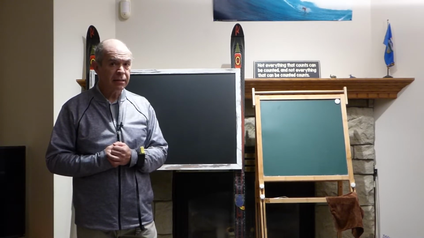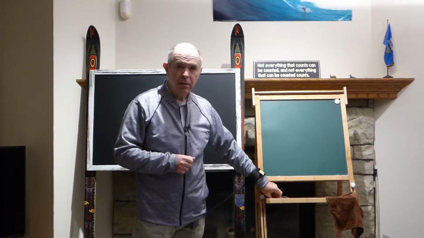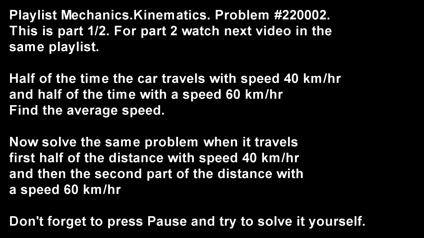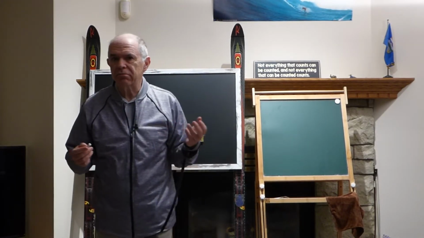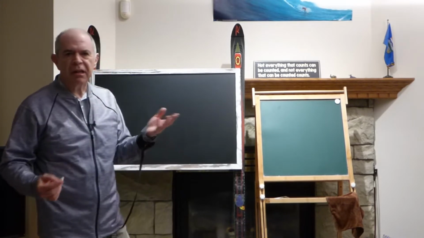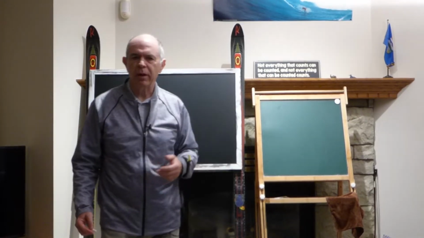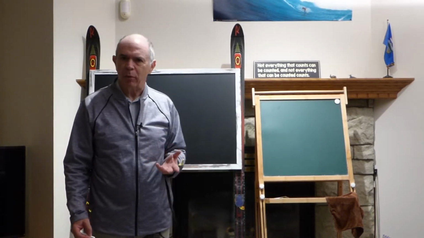Today is Mechanics, Kinematics. So here is a problem. As always, read it, maybe once, maybe twice, and then pause the video and try to solve it yourself. The problem is about average. It seems like such a simple problem. 40 and 60, well, everyone will say that an average speed is 50. But why?